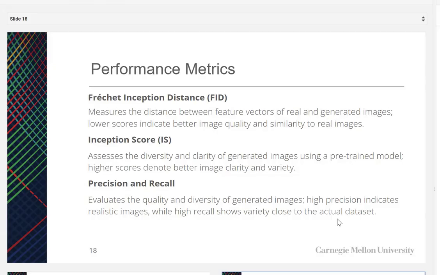The higher the scores, the better the image clarity and variety. Also, we use precision and recall to evaluate the quality and the diversity of these generated images. High precision indicates realistic images, while high recall shows variety close to the actual data set. All of these metrics are found in PyTorch using the PyTorch metrics. Now I will go through the code.